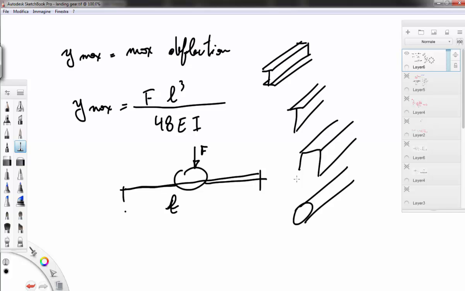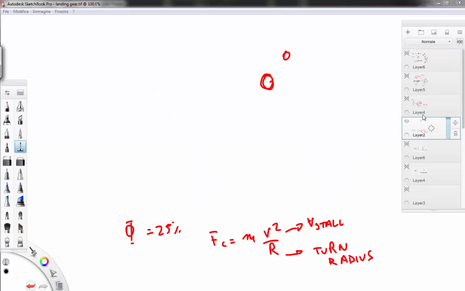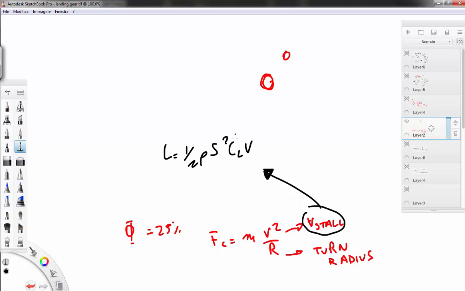And if you have some questions, just ask, and I will answer every kind of question. Just one thing I saw in this part, V stall is calculated using the well-known formula. Okay, and of course you will do some consideration when you use this one, and especially the lift coefficient.